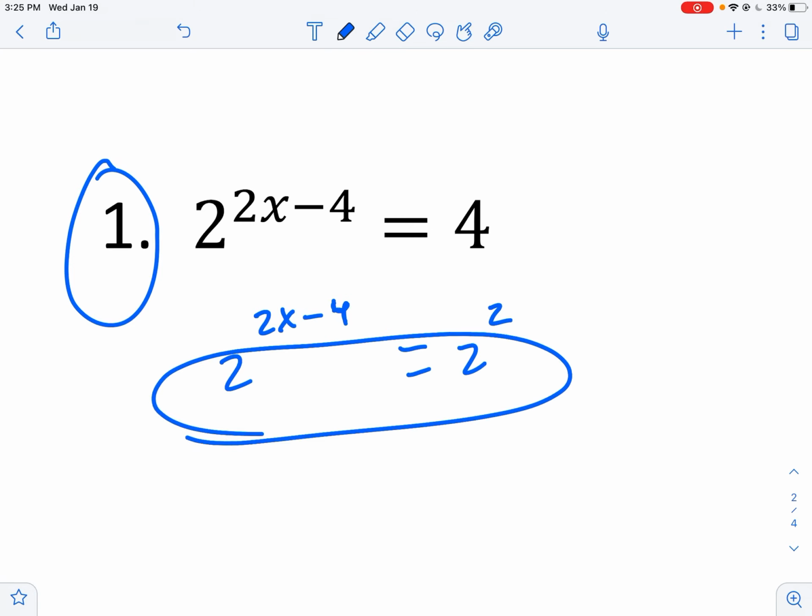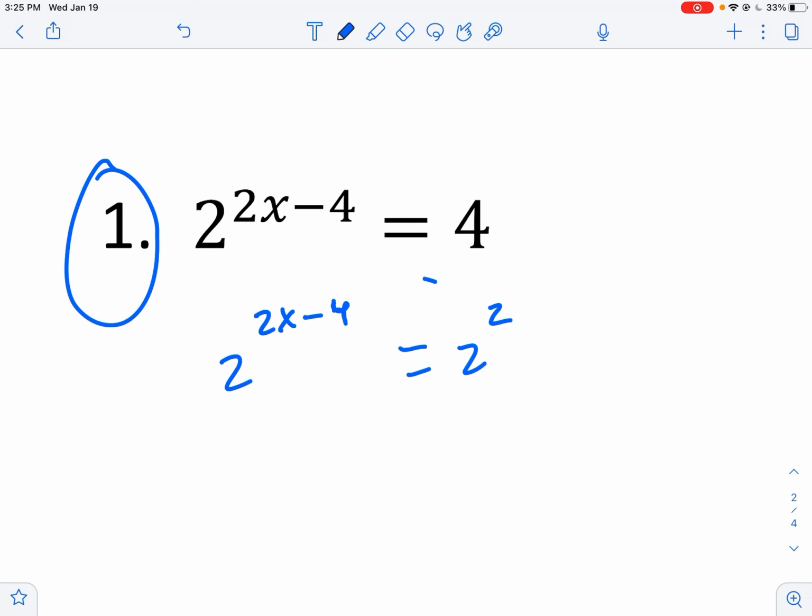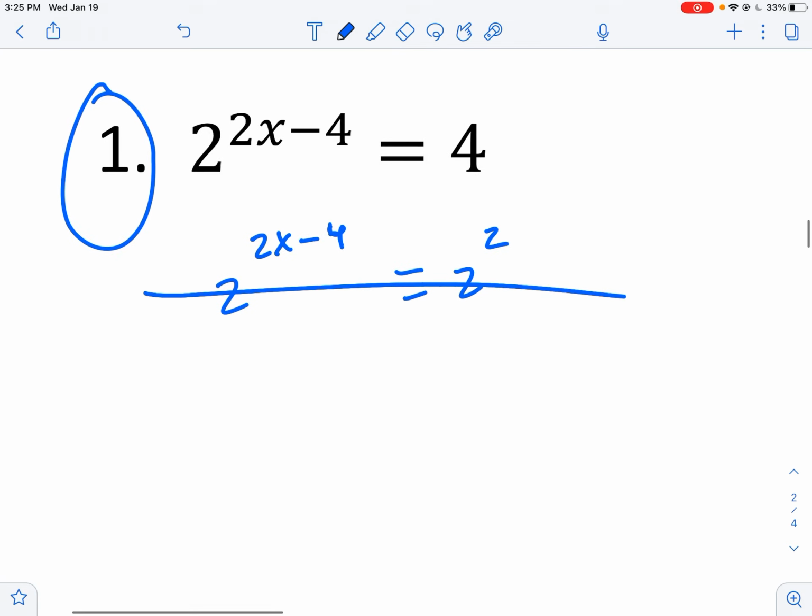Now we have bases that are the same, which means our exponents have to be the same. And so we're going to cross this out. We're going to drop the bases. And now we got 2x minus 4 equals 2. And now we need to solve this. This is a pretty simple equation. You need to get rid of the 4 and get rid of the 2. Pause the video, see if you can finish solving that equation.